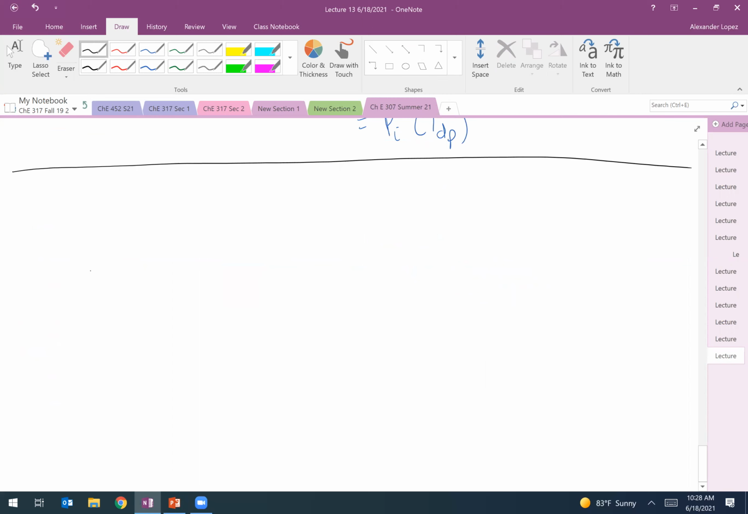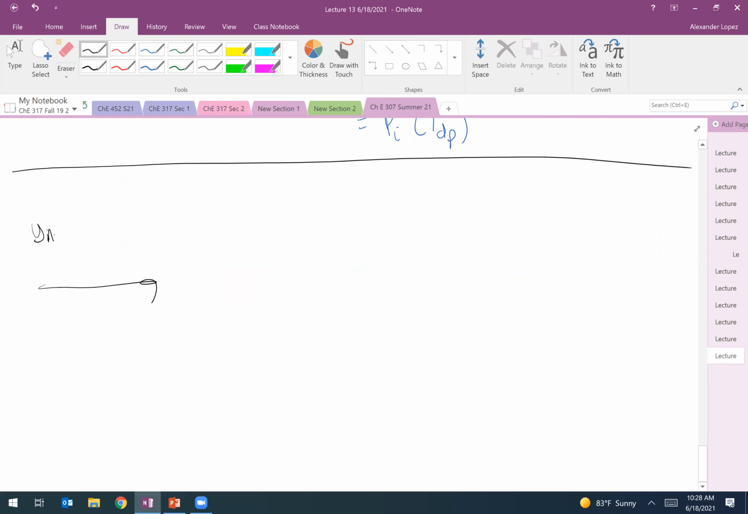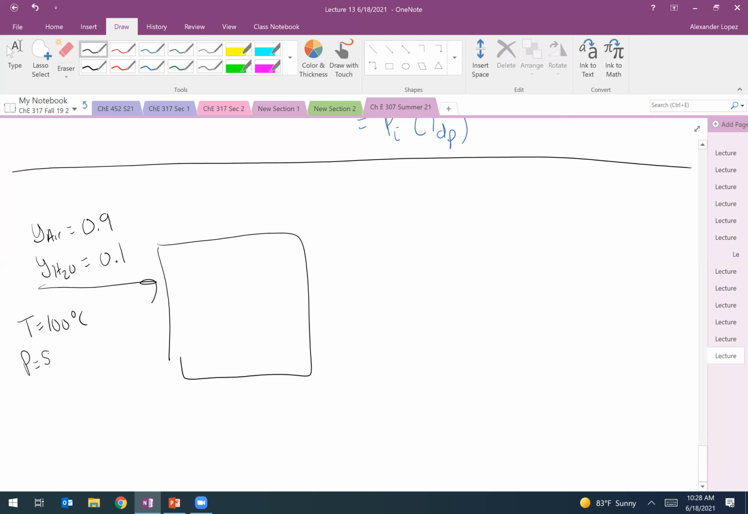So in this system, just for visual, say I have 10 volume percent water. So Y sub i of air is 0.9, Y of water is 0.1, and it exists in a system. The temperature is 100 degrees C, and the pressure is 5,200 millimeters of mercury, which, if I want to make that atmospheres to make it a little easier, is 6.84 atmospheres.